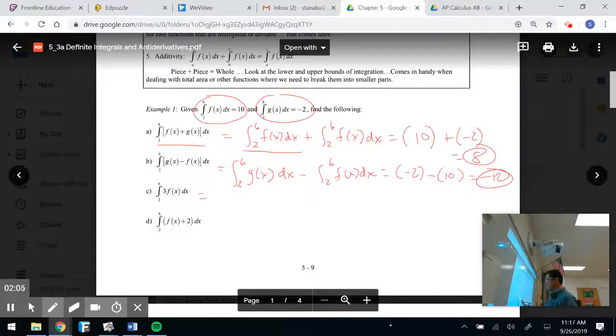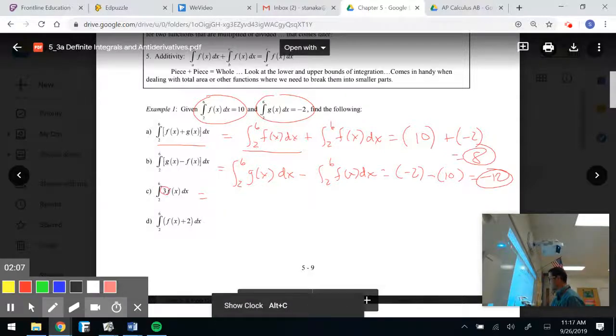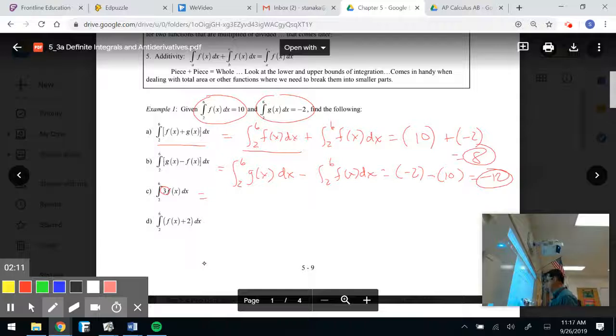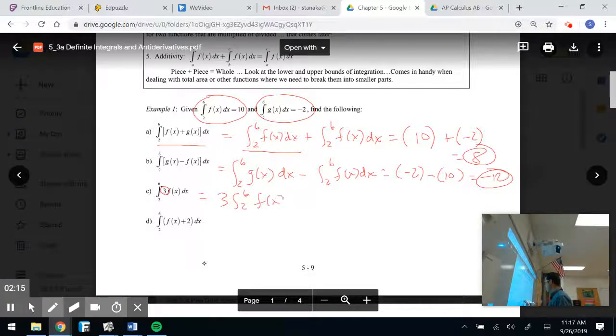What about the next one? Well, we have a constant there, that constant 3. Just like limits, we could pull that out. Believe it or not, we could do the same thing with integrals. So let's pull that out. That means I can use one of those givens they gave me earlier, which is that the integral from 2 to 6 of f of x dx is 10. And I get 30 as my answer.